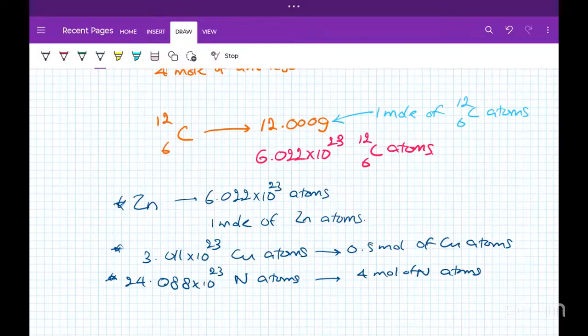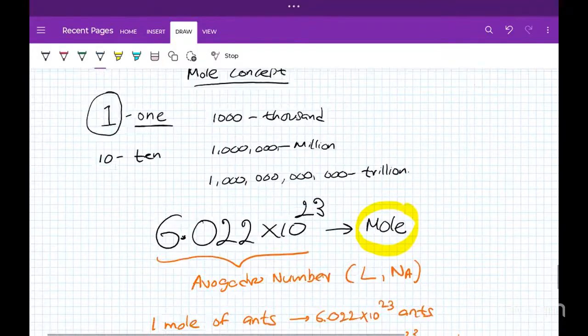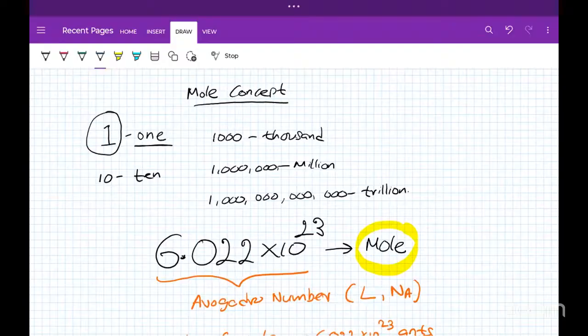Okay. So let's write down under this one, the mole concept. Each and every number has a name.